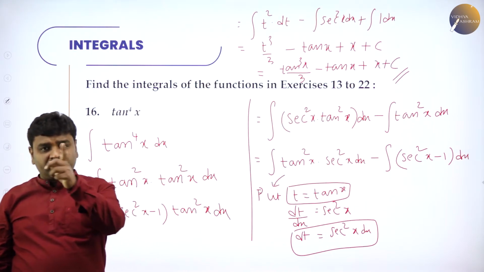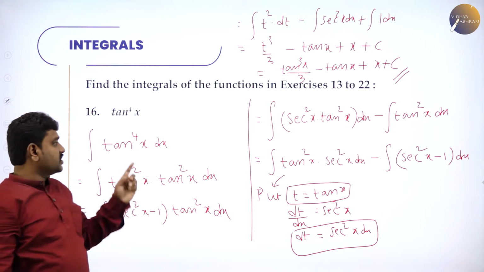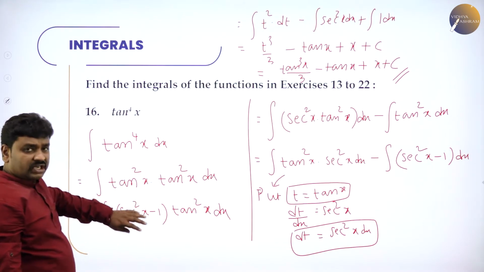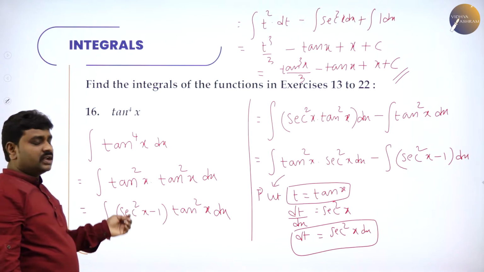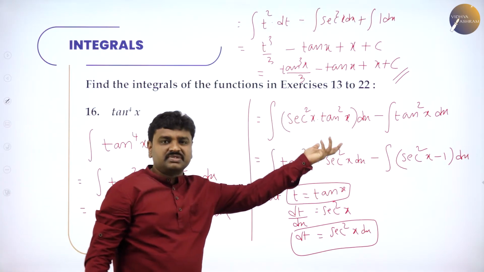Power 4, we write as square and square. Tan power 4x, write it as tan square into tan square. First tan square, write it as secant square minus 1. Take tan square inside. Only for the first term do substitution. The next term is integrable.